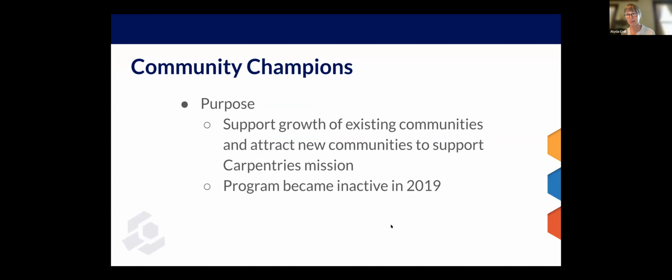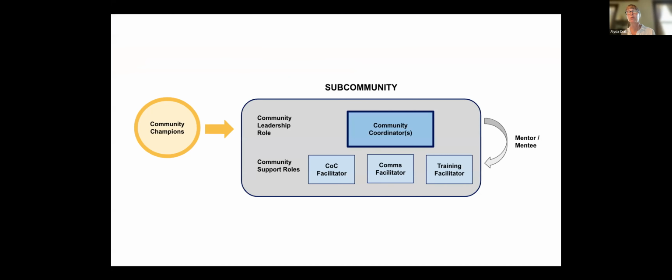So we had a community champions program that was set up in 2018, and the purpose of it was to support growth of existing communities and attract new communities to support our mission. The program actually became inactive in 2019. It wasn't because it was not successful or any issues or challenges with that, but we had transition in staff within our organization, and the individual that was leading and supporting the program had left the organization at that time. But we're currently looking at reviving our Champions program.